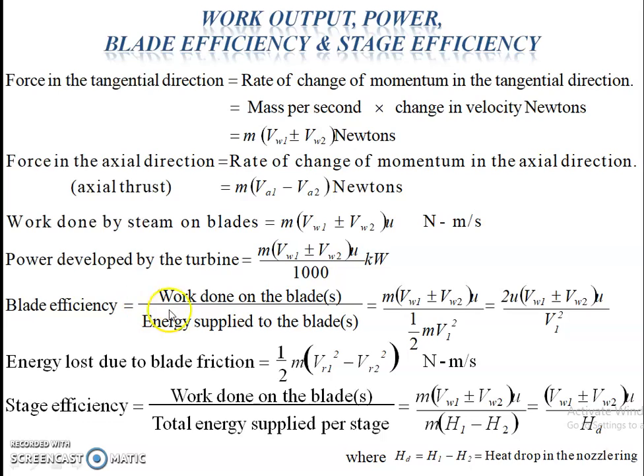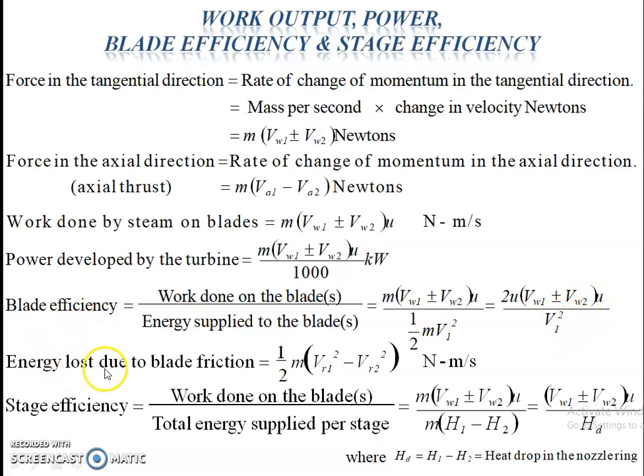The blade efficiency is the final work done at the output divided by the energy supplied at the inlet, that is the kinetic energy from the nozzle. Work done is m into VW1 plus or minus VW2 into blade velocity, divided by the kinetic energy, 1 by 2 m V1 square. Remember that this blade efficiency depends on the nozzle. So it is 2u into VW1 plus or minus VW2 into u divided by V1 square.